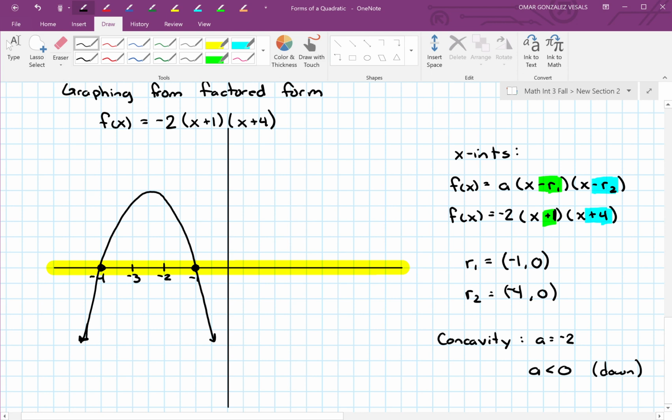Notice, what do I still not know? My vertex is basically a mystery at this point, right? There's ways to find it. We're going to go over that eventually. But for now, we don't know what our vertex is. Do we know what our y-intercept is? It's a mystery for now, right? So factored form only gives you which way it opens and where it crosses your x-axis, your x-intercepts. Does that make sense? Do you guys want to try one of these, or should we move on to another one?